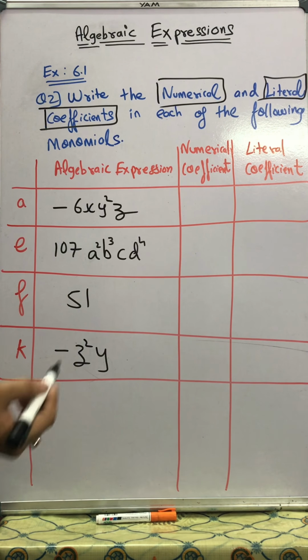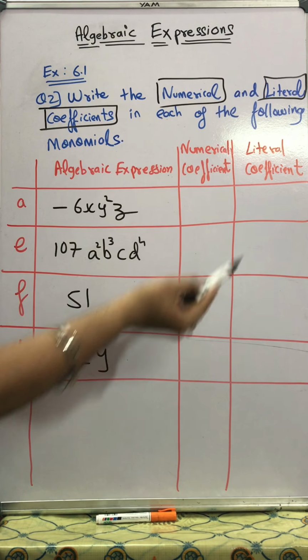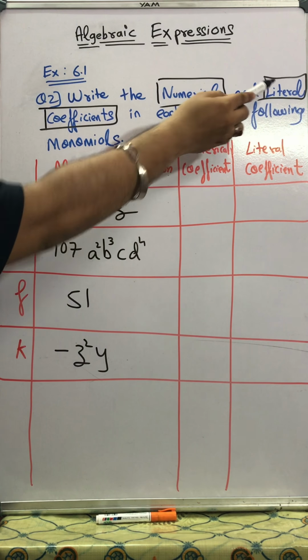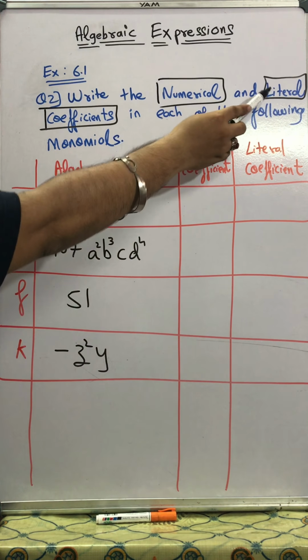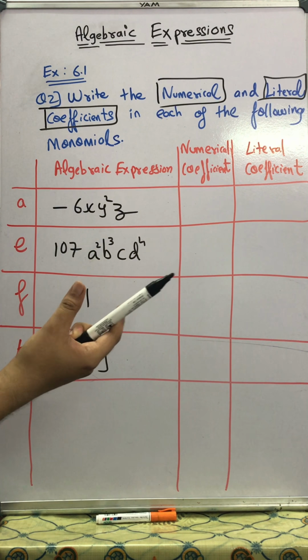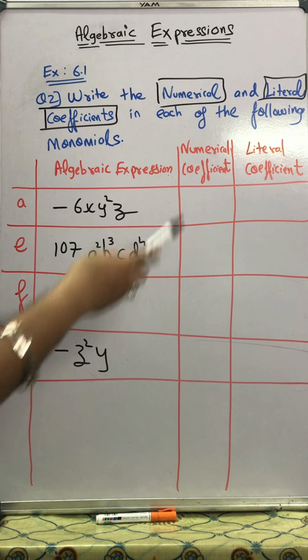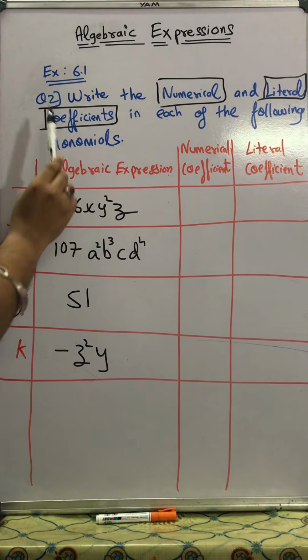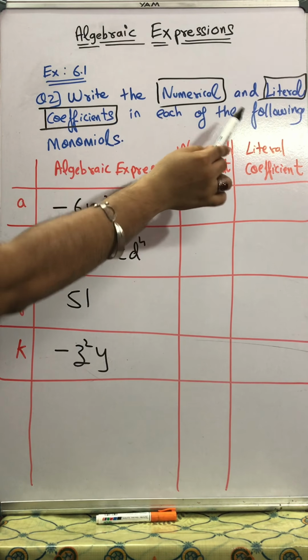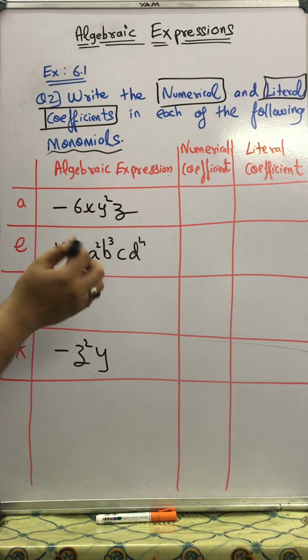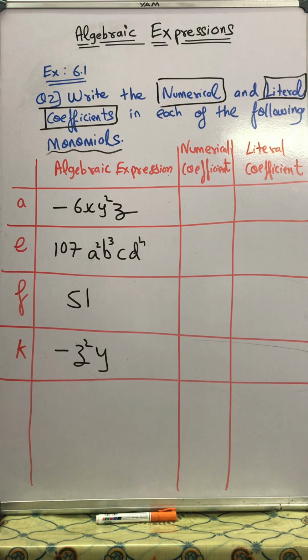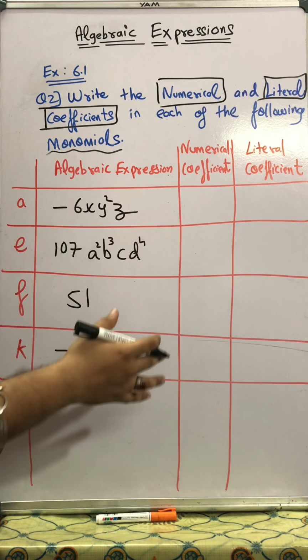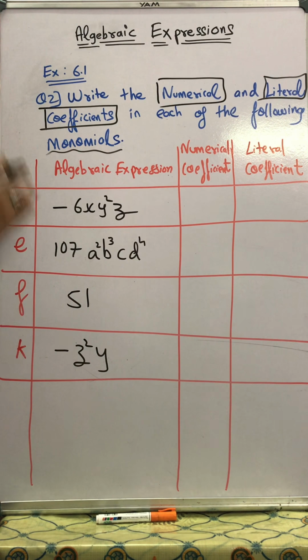coefficients, literal friends. Literal means the alphabets which are called variables, the alphabets of English. So literal friends or numerical friends we need to segregate in each of the following monomials. Monomials means only one term is given to us. Okay, the first one, I have drawn this in a tabular manner. This is question number 2.